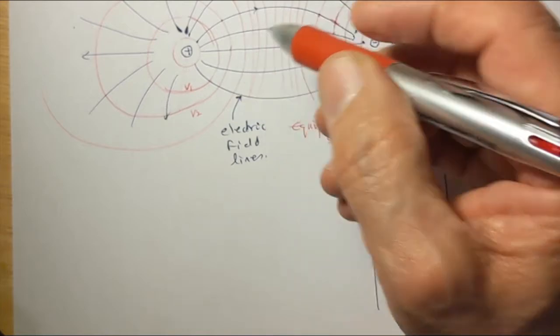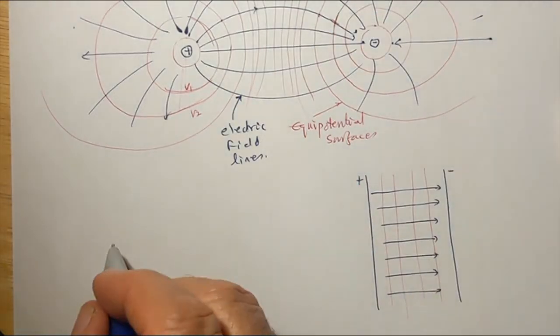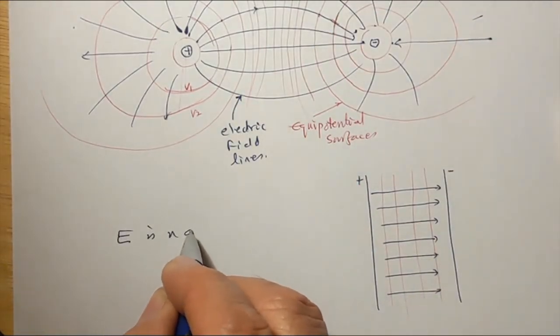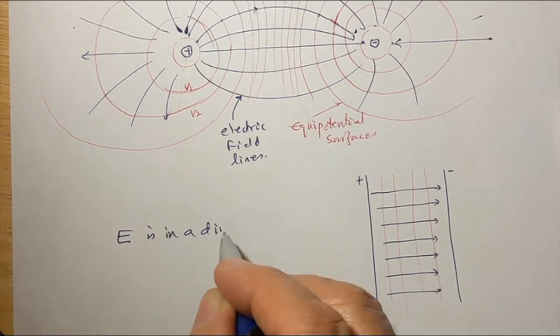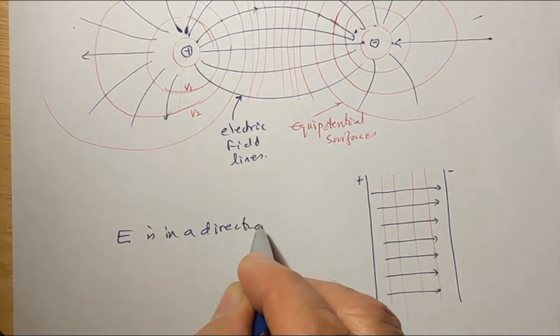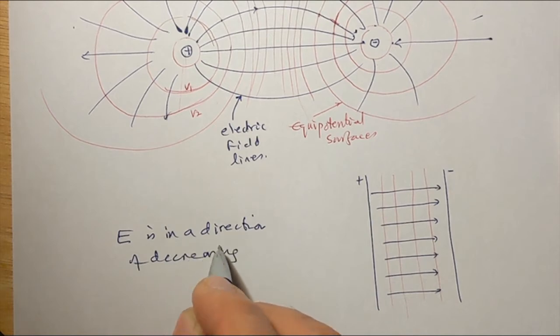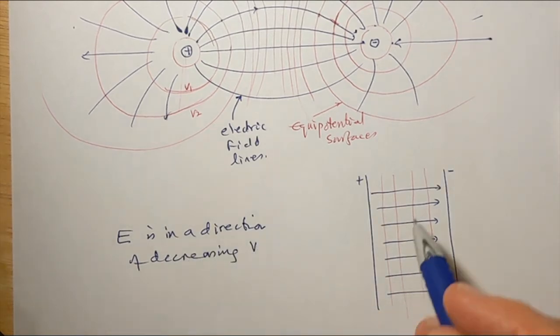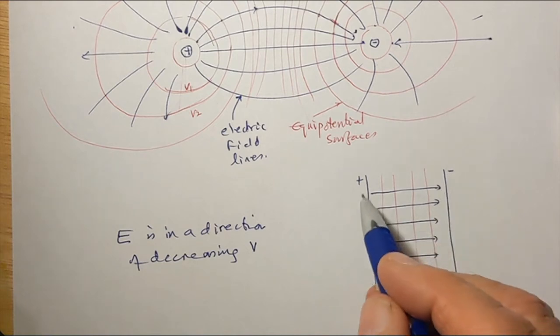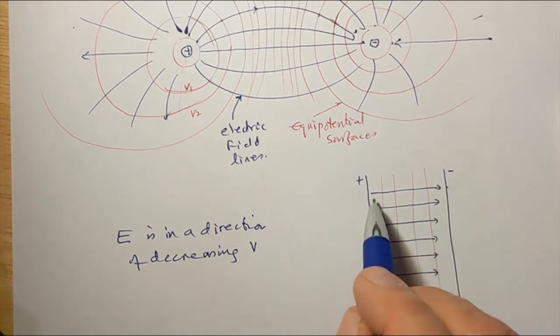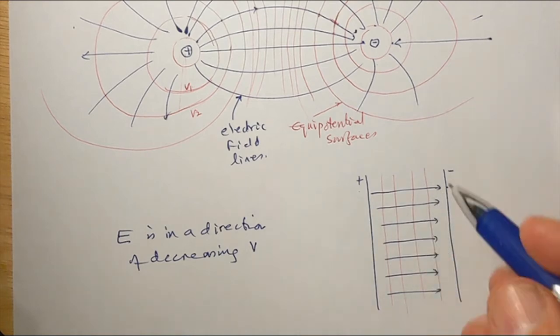So the electric field is in a direction of decreasing potential. So here we have positive and negative. So this is a higher potential, that's a lower potential. The electric field is going from the higher potential towards the lower potential.